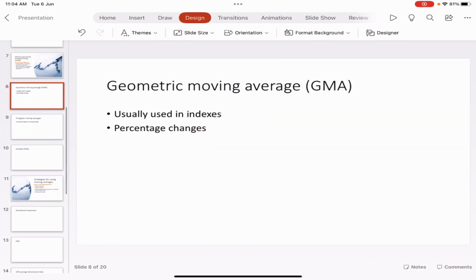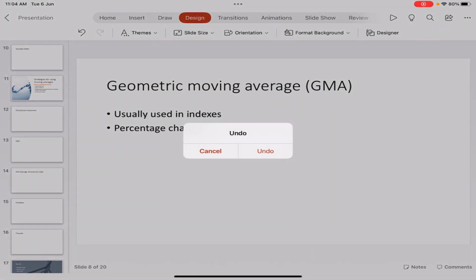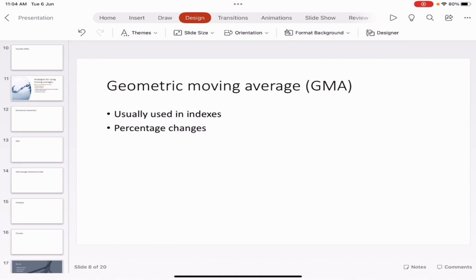Okay, now we come to the next thing, which is the geometric moving average. The geometric moving average is usually used only in the indexes. Why? Because in indexes you have data which is over 200, 300, 400 years. The amount of data available in indexes is very huge. So the GMA, or geometric moving average, is usually used in indexes only. Let me see what's written in the book and if I've missed anything. Okay, so the geometric moving average is mostly used in indexes.